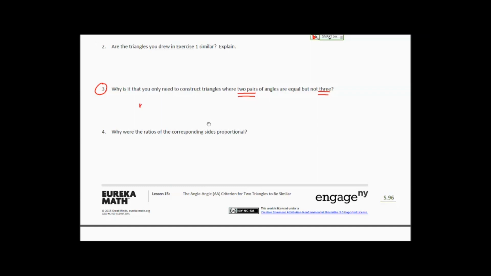In other words, if you have angle 1 and angle 2, then I know what the third angle is going to be because I subtract those 2 from 180. One quick example: if I have a triangle, and this is, let's say, 60 degrees, and this is 70 degrees, I know what this angle is going to be.